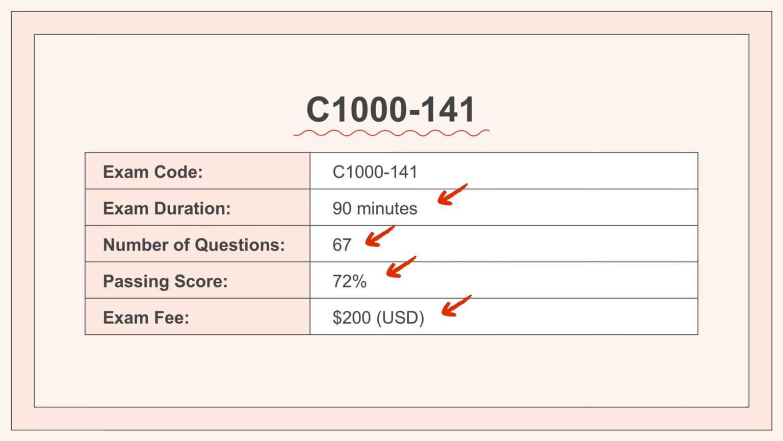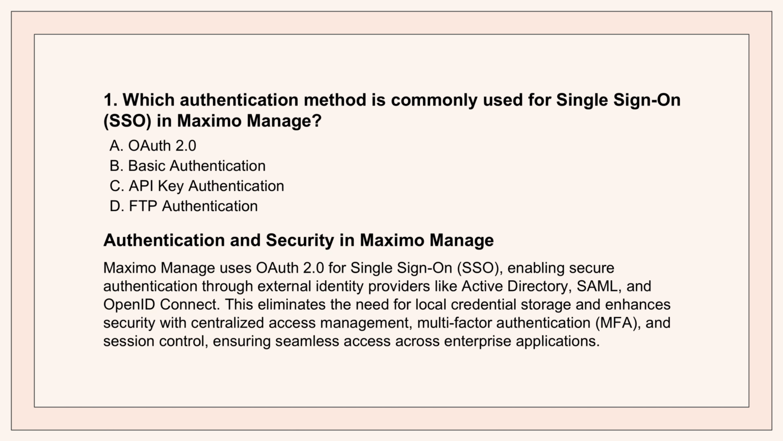We've grouped these by theme, and the first one we're going to tackle is authentication and security. The first question in this area asks, which authentication method is commonly used for single sign-on, SSO, in Maximo Manage? And the correct answer here is OAuth 2.0. OAuth 2.0, that sounds kind of techy. Can you break that down for us a little bit? Like, what does that actually mean for someone using Maximo Manage day to day?